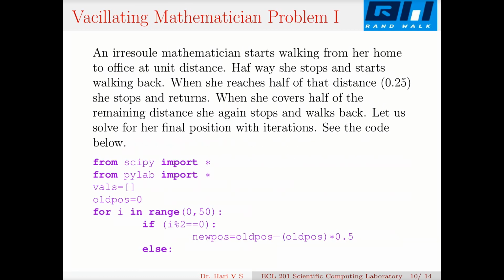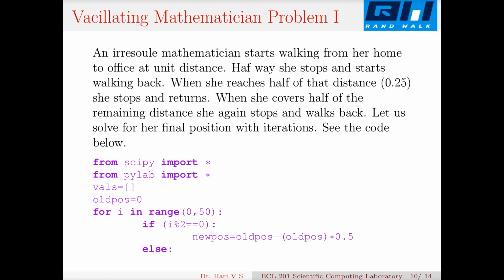Now there is another problem. That is the oscillating mathematician problem. There is a mathematician who is good at mathematics, but she is very bad at making decisions. So one day she starts walking from her home to her office at unit distance. Halfway she stops. Okay, she decides, oh, let me go home.